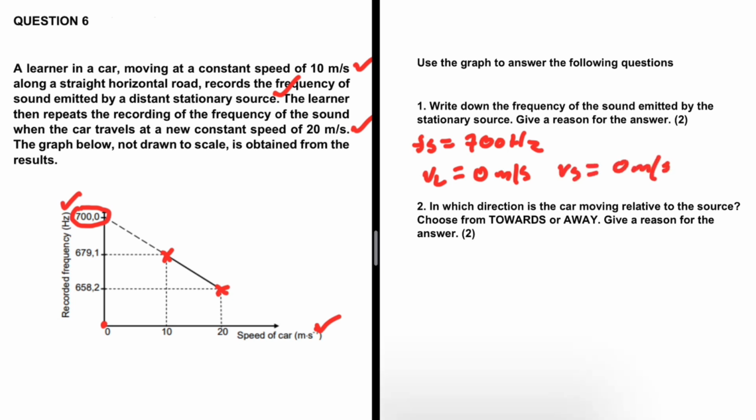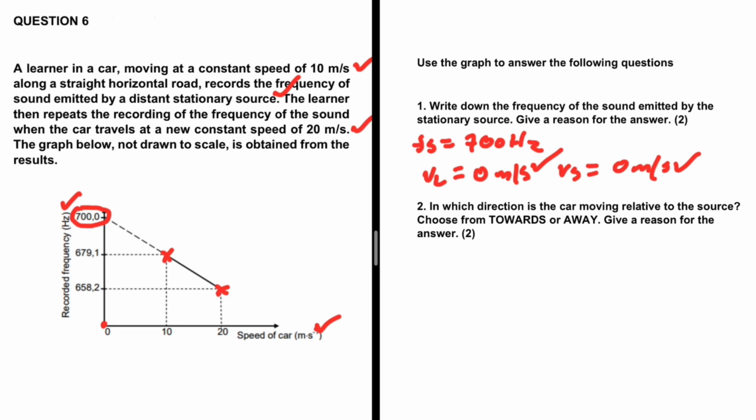When this is the case, when the listener is stationary and the source is stationary, there is no Doppler effect taking place. There's not going to be a change in the frequency observed. So that is why we are saying that the frequency emitted by the stationary source is 700 hertz. As soon as you realize that, everything else becomes doable.